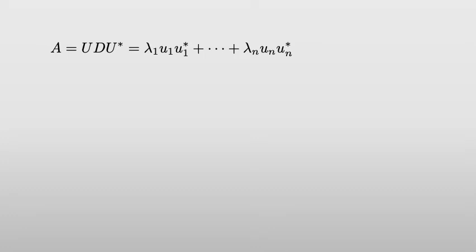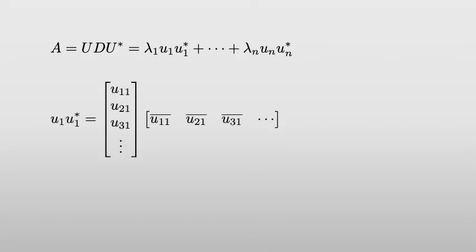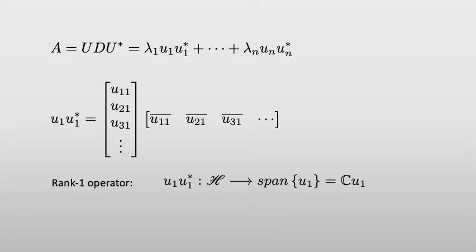This form of the spectral theorem contains products of column vectors and row vectors. These are called tensor products. For example, u1 times u1 star gives an n by n matrix. This is a rank 1 operator. It means that the range of this operator is one-dimensional, because it sends any vector w to the one-dimensional space spanned by u1. So it maps w to some constant times u1. This constant or coefficient is precisely given by the inner product of u1 and w.